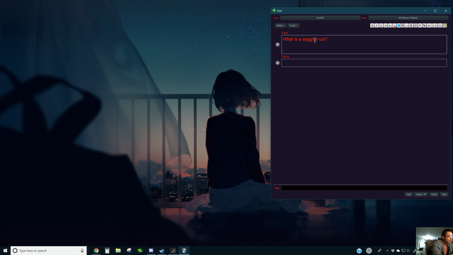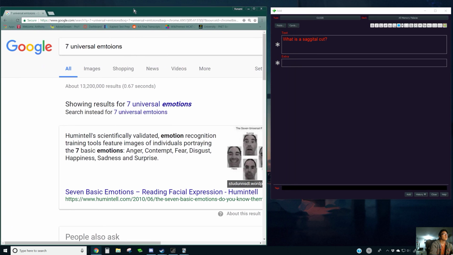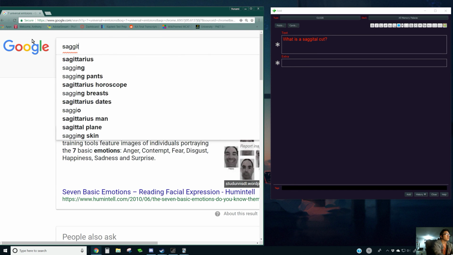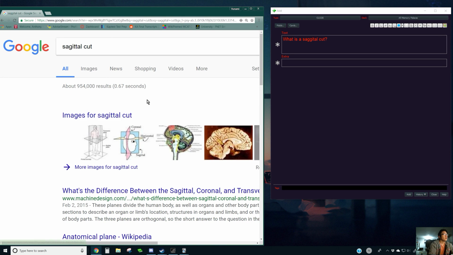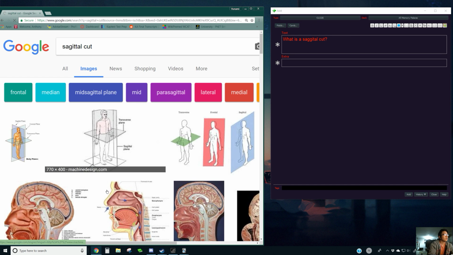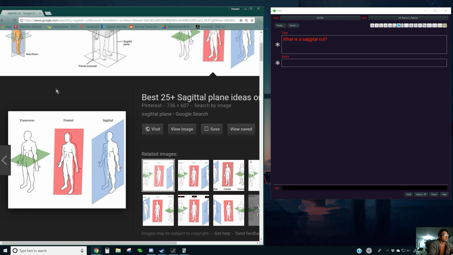Well, it's going to be, I think it's just, yeah, it's a cut going through you like a knife going straight up and down you. So I don't know how to explain this. Let me just type it in just to show you guys. Maybe I can just put in the image instead of typing it down, because there you go. This is perfect.